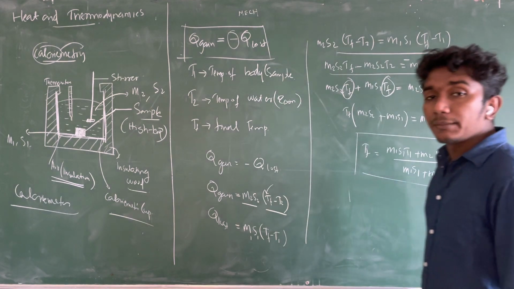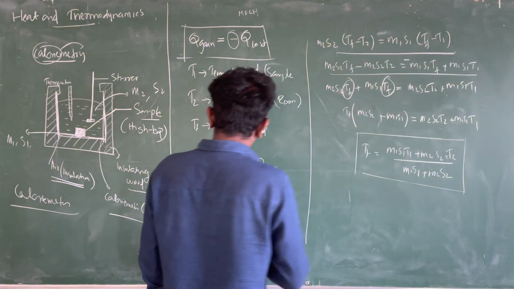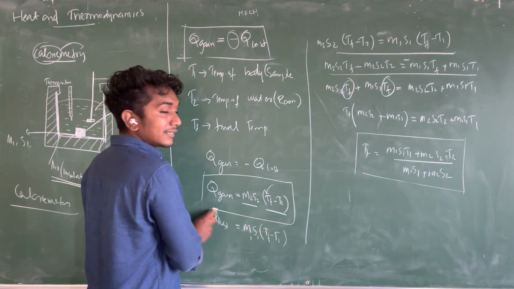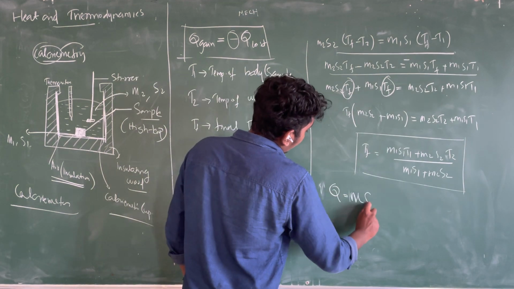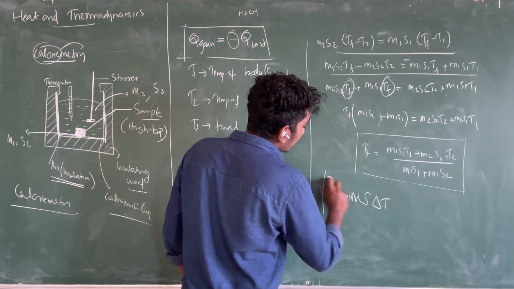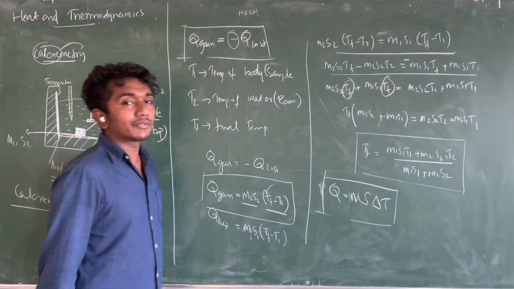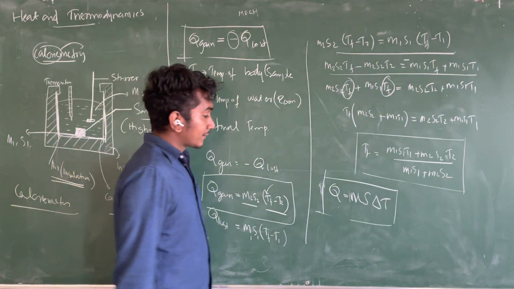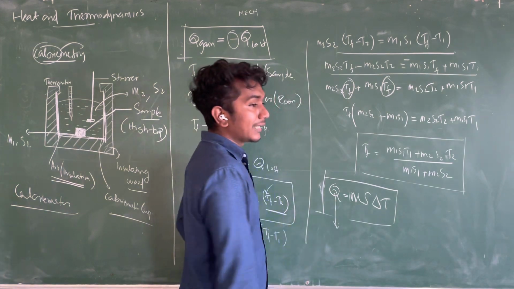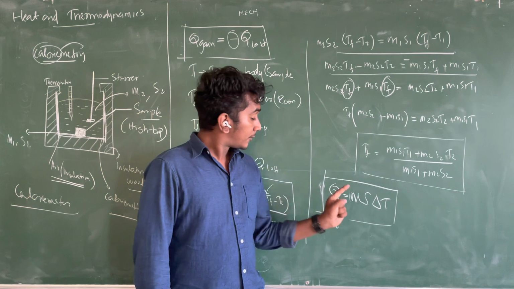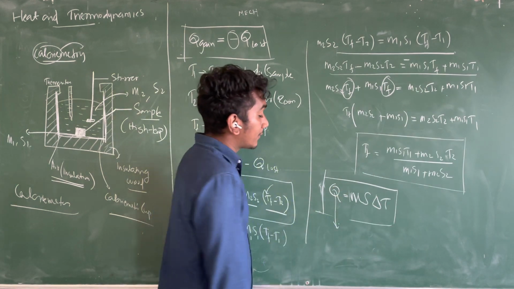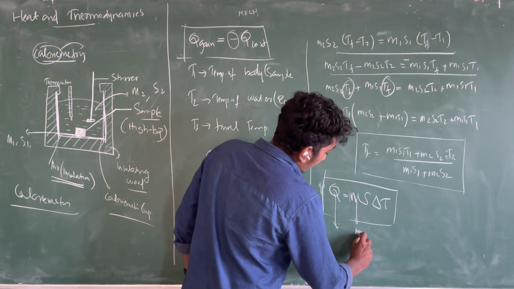And by the way, let me ask you a question. What is the heat energy equation? You know that, right? Q is equal to m s delta T. This is the heat energy equation. You have to have a very good idea about this. Q, the heat energy gained by a body or lost by a body, is equal to m s delta T. What is m? m is mass.